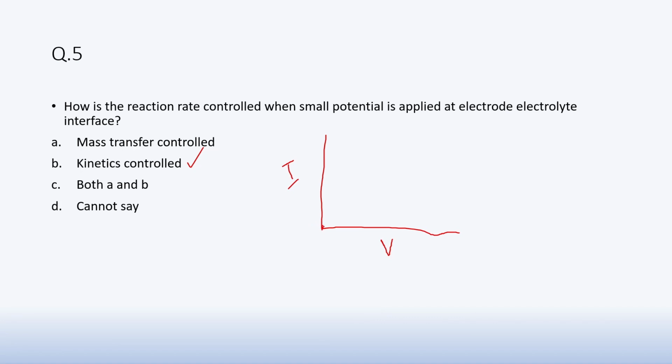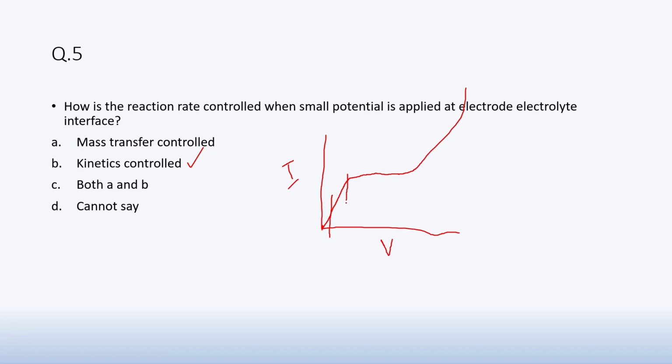First, the current increases linearly. After that, it again increases slightly exponentially. After which it keeps on increasing, and then again it becomes somewhat stable. After which there is a rapid increase in the current with potential. So this is how a current versus potential graph is given, of which there are different regions. In the initial region, I and V are linear.